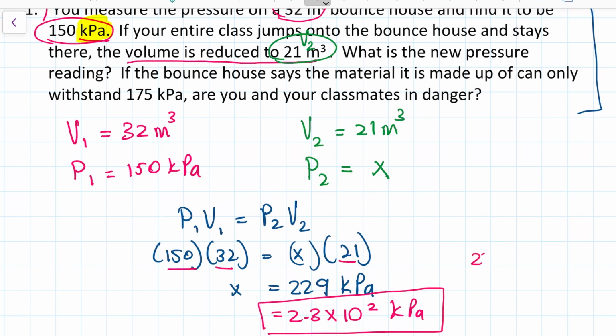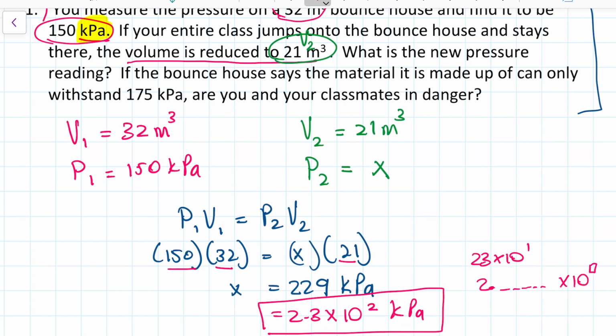Some students say to me, why can't I say 23 times 10 to the 1? You technically can, but remember the correct format for scientific notation is a number, a decimal, and all your other numbers times 10 to whatever your power is. A number, a decimal, and all your other numbers.